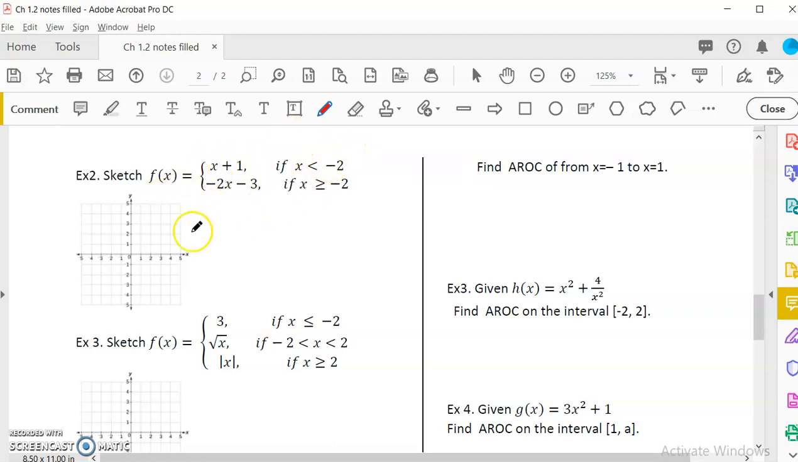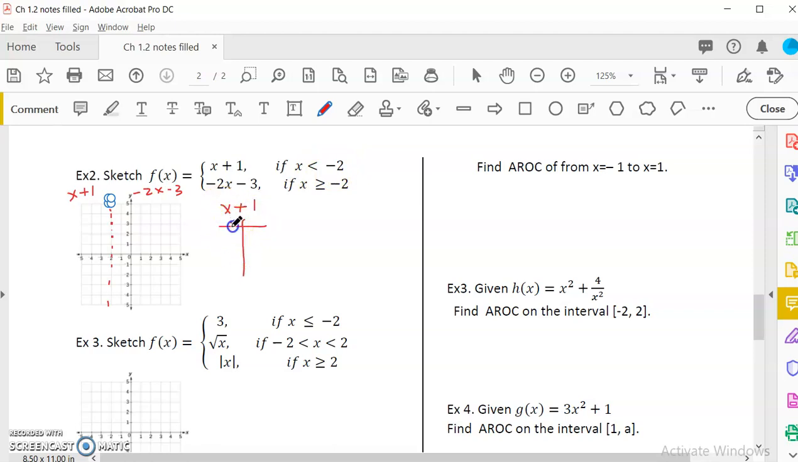So first of all, when x is less than -2, I use this side, which is x plus 1. And when x is greater than -2, on this side, I use -2x minus 3. So first of all, I will find out at the boundary what x plus 1 is. You will say, Miss Chen, when it is at -2, we should use this. But I want to know when it is really, really close to -2. So I'll try x plus 1.